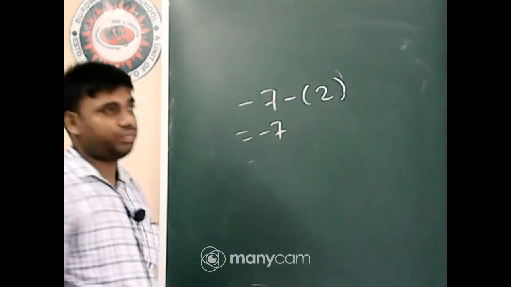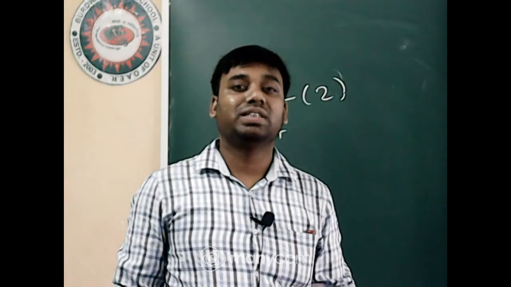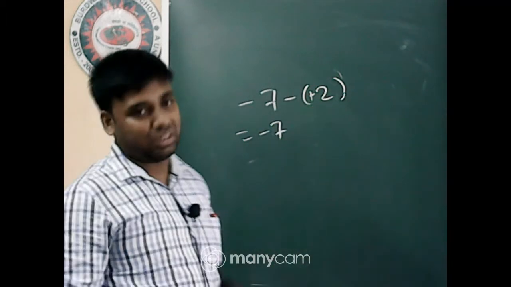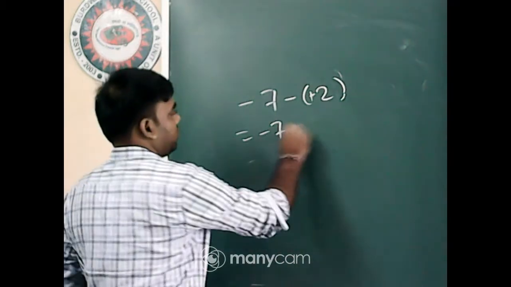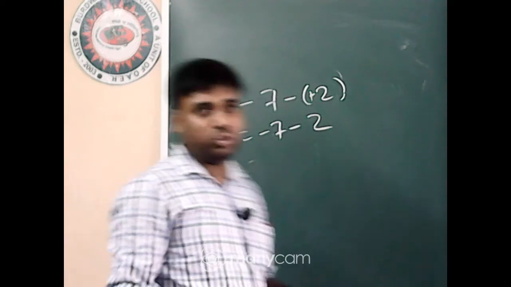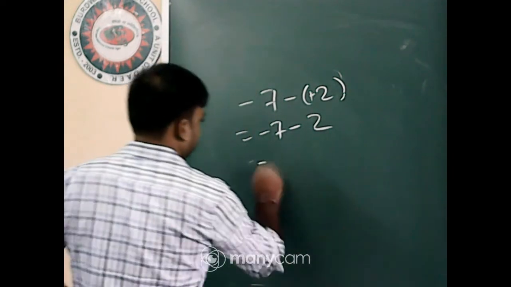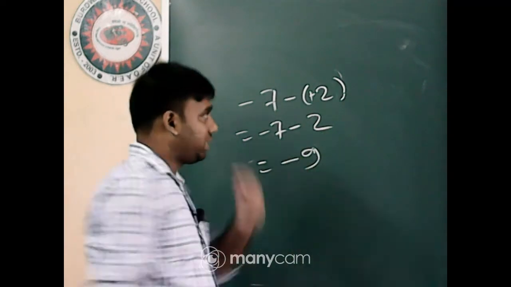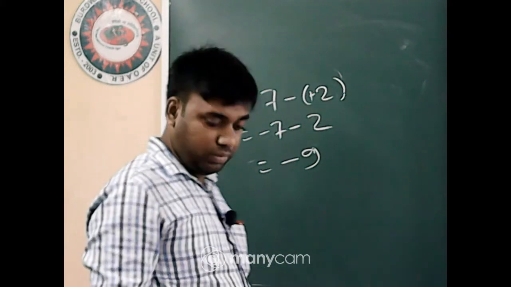First of all, before 2, nothing, no sign is there. It means there is a plus sign. So minus into plus. Minus into plus is minus. Minus 2. 7 and 2 are in the same sign, so add 7 and 2. That is 9. And what will be the sign? Both are in minus, so minus 9. Got it? Yes. Next.